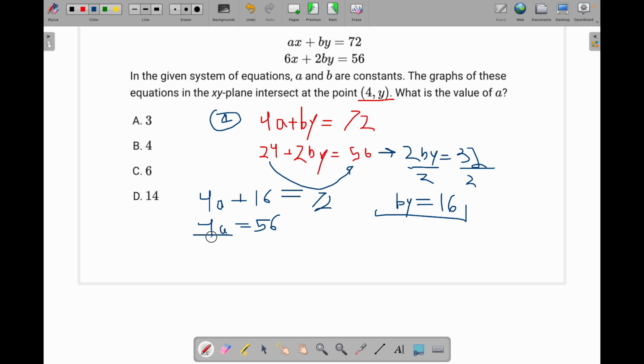And then just divide each side by 4. Using our calculator or your head, a is going to equal 14. And our answer is going to be D.